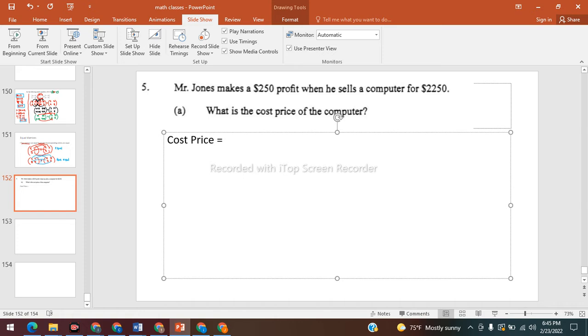Right. Cost price is going to be equal to what? Selling price minus what? Profit. Okay. Right. It's going to be equal to what's the selling price? $2,250. Minus the profit, $250. $2,000. Very good.